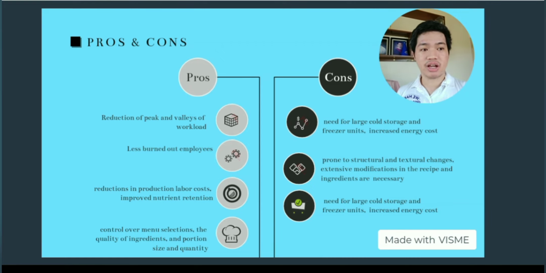Next is prone to structural and textural changes. Pwedeng maging malabsak ang iyong ibebenta kasi nga na-chiller mo tapos i-reheat mo ulit. So, ang kailangan dito is extensive modification in the recipe. Next is need for large storage area freezer unit. So, naulit lang pala siya. Okay?